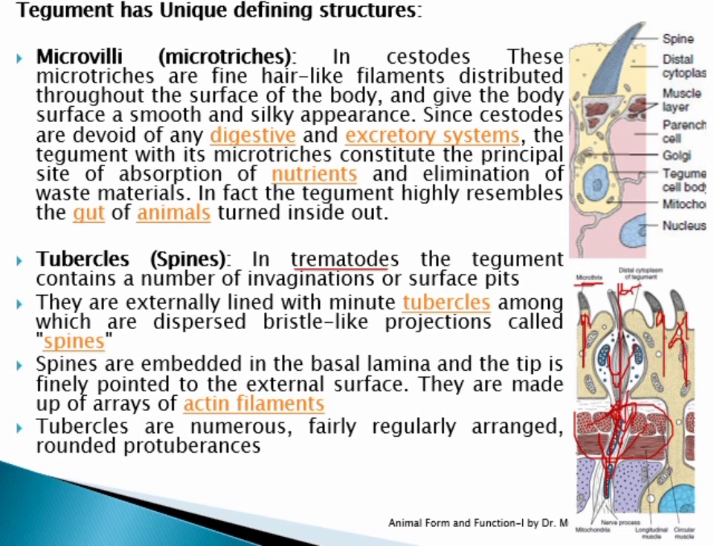Most of these structures are embedded in the basal lamina. These two structures increase the surface area and help in the absorption of nutrients. The microvilli may increase the surface area for the absorption of nutrients and removal of waste. And the spines or tubercles help these animals stick to the host surfaces, for protection and for anchoring into the host tissue.